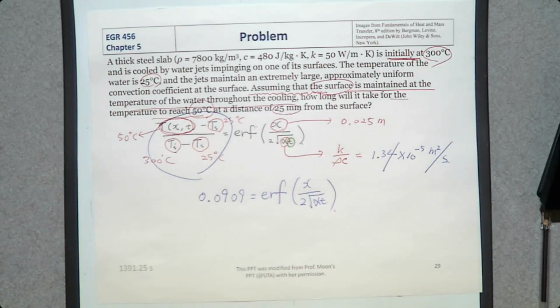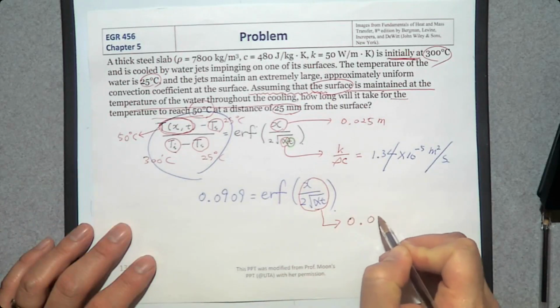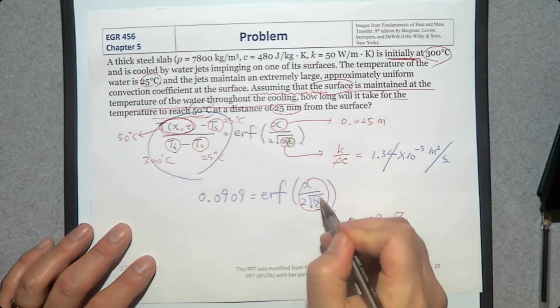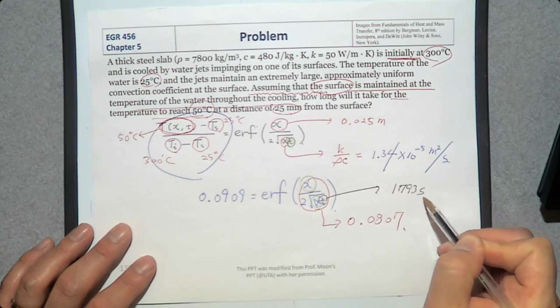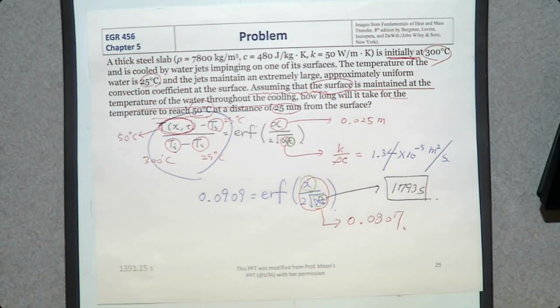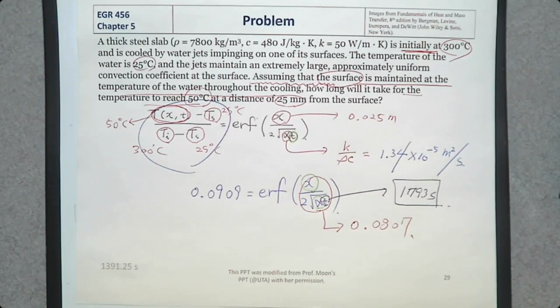Then you can use the error function table to determine the input of this error function. I explained how to use this error function table last Tuesday. So if you use the table, then you can determine the input of this error function, which is 0.0807. Since we already know alpha and x, you can determine time t, which is 1,793 seconds. Okay. So that's everything about chapter 5, and the new homework due date is going to be Thursday next week, as we discussed, right?